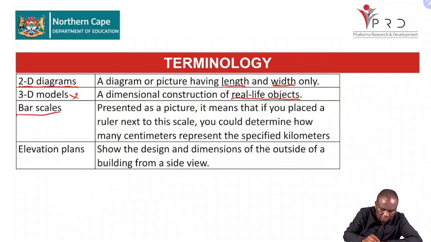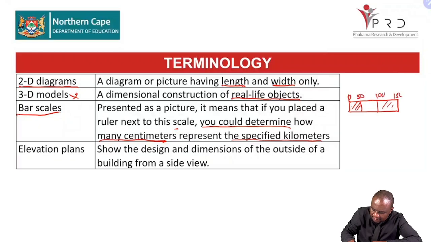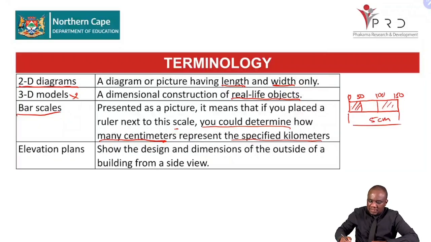Bar scales. We talked about this. Presented as a picture, it means that if you placed a ruler next to this scale, you could determine how many centimeters of the ruler represent the specified kilometers. Like that bar scale there, it was something like this, and then there was 0, 50, 100, and 150. You can measure from there to there and find that it is 5 centimeters, like we said. That means these 5 centimeters in real life represent 150 meters. It was meters there. Okay.